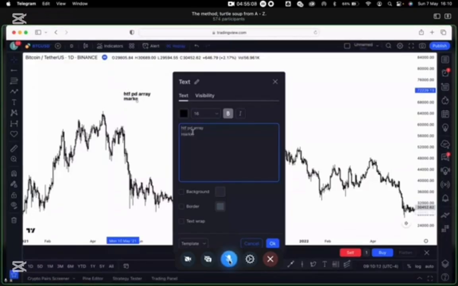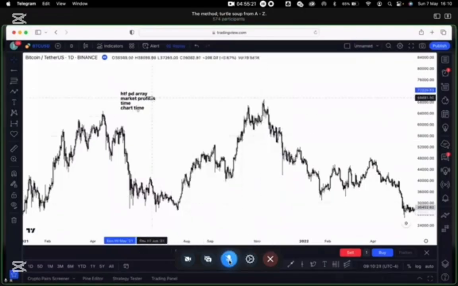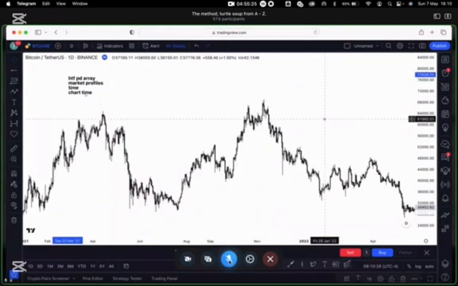Market profiles, this is crucial. Market profiles, time, and chart time. Time as in the axis, and chart time as in tape reading. So we have reached the limit, but I'm gonna keep going anyway because there's still some stuff left, including the entry.